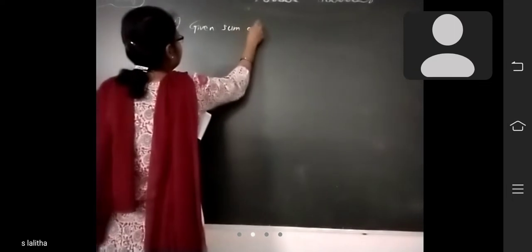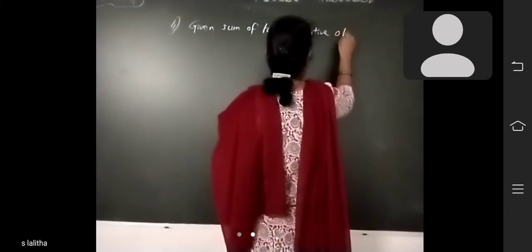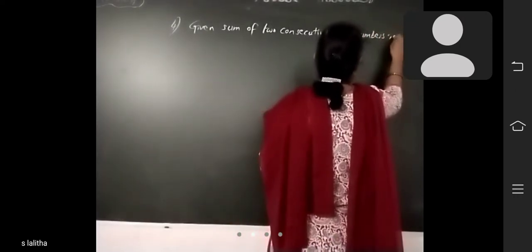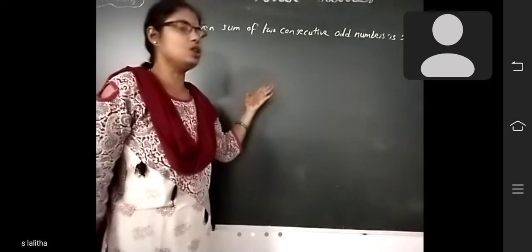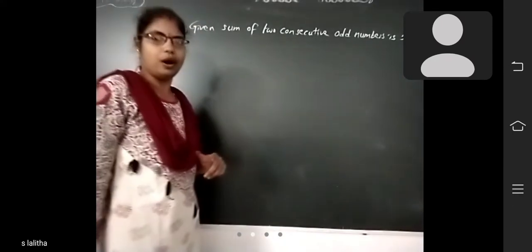Given: sum of two consecutive odd numbers is 56. So what is given? Sum of two consecutive odd numbers is 56. What are those consecutive odd numbers? We don't know. So you have to find those two consecutive odd numbers.